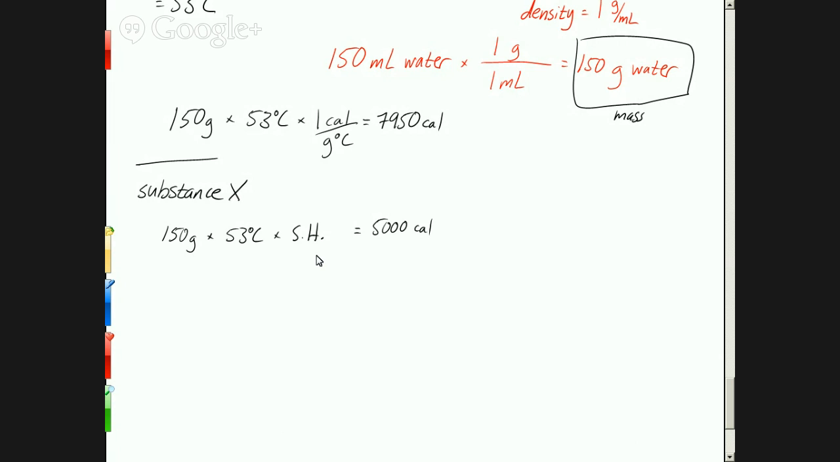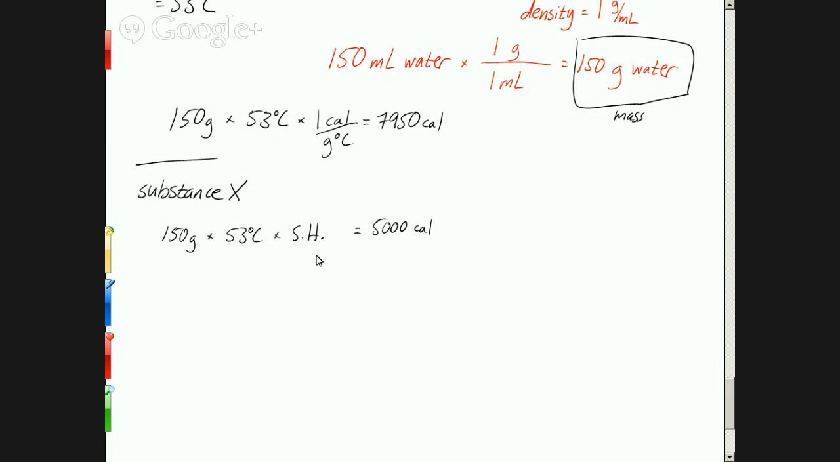Now, this is not something that I would ask you on the exam. It's a little bit beyond what we do here. But just looking at that, comparing it to water, would you say that substance X has a lower specific heat than water or a higher specific heat than water? Why lower? Because the outcome is not as high as the 7,950. Right, exactly.